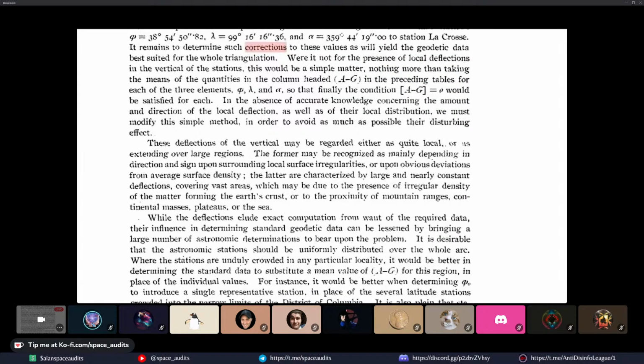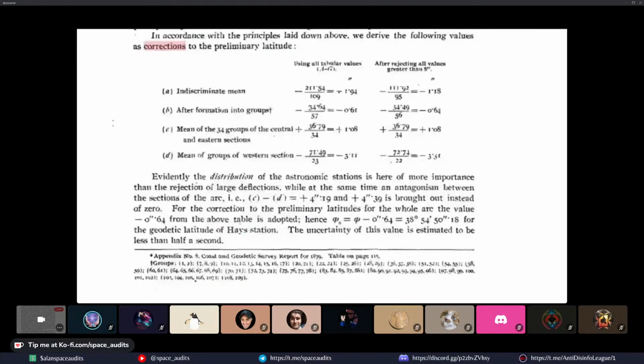"Will you give the geodetic best suited for the whole triangulation?" So they just pick it. They choose it all. And this one is a kicker, folks. "In accordance to the principles laid down above, we derive the following values as correction to the preliminary latitude, rejecting all values greater than 8 minutes, using all tabular values for the G." So literally they give it this range to ensure that it derives sphericity at the appropriate radius. If they didn't do this, the radius would be much too large. They'd have all wrong data. Insane.